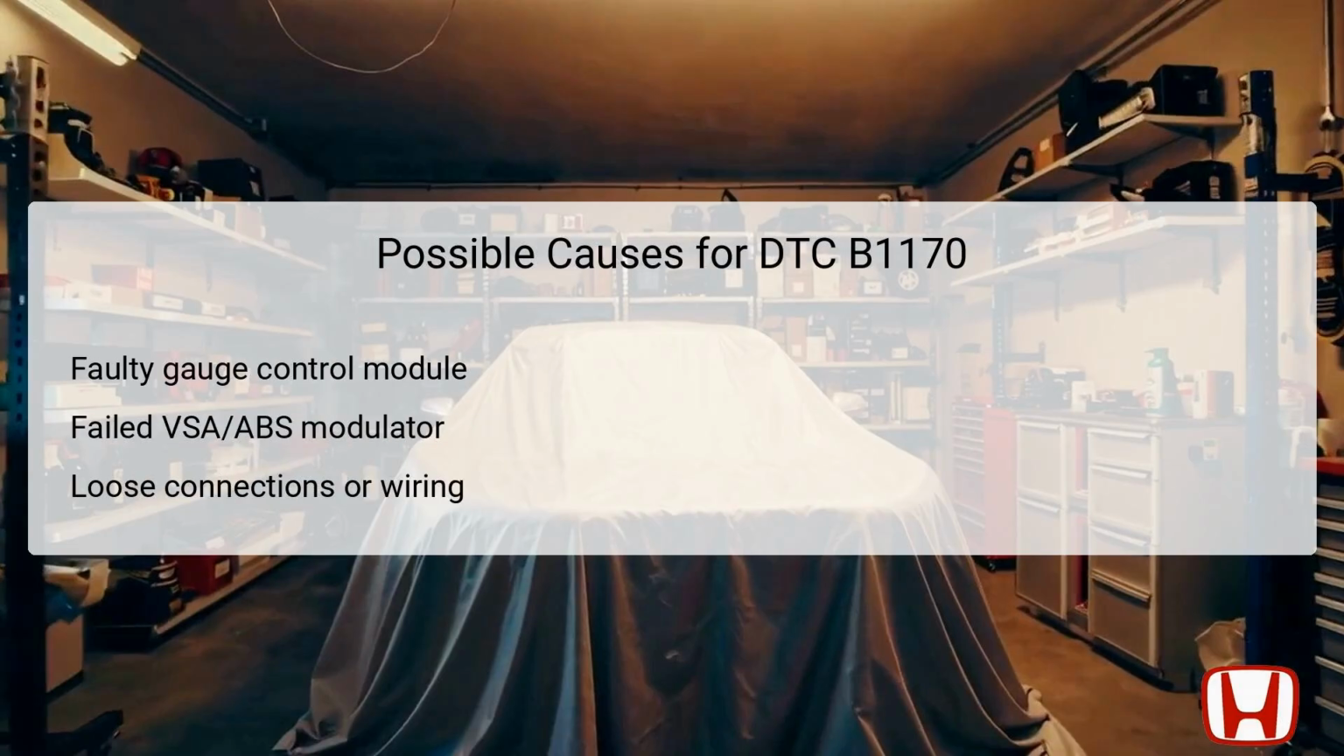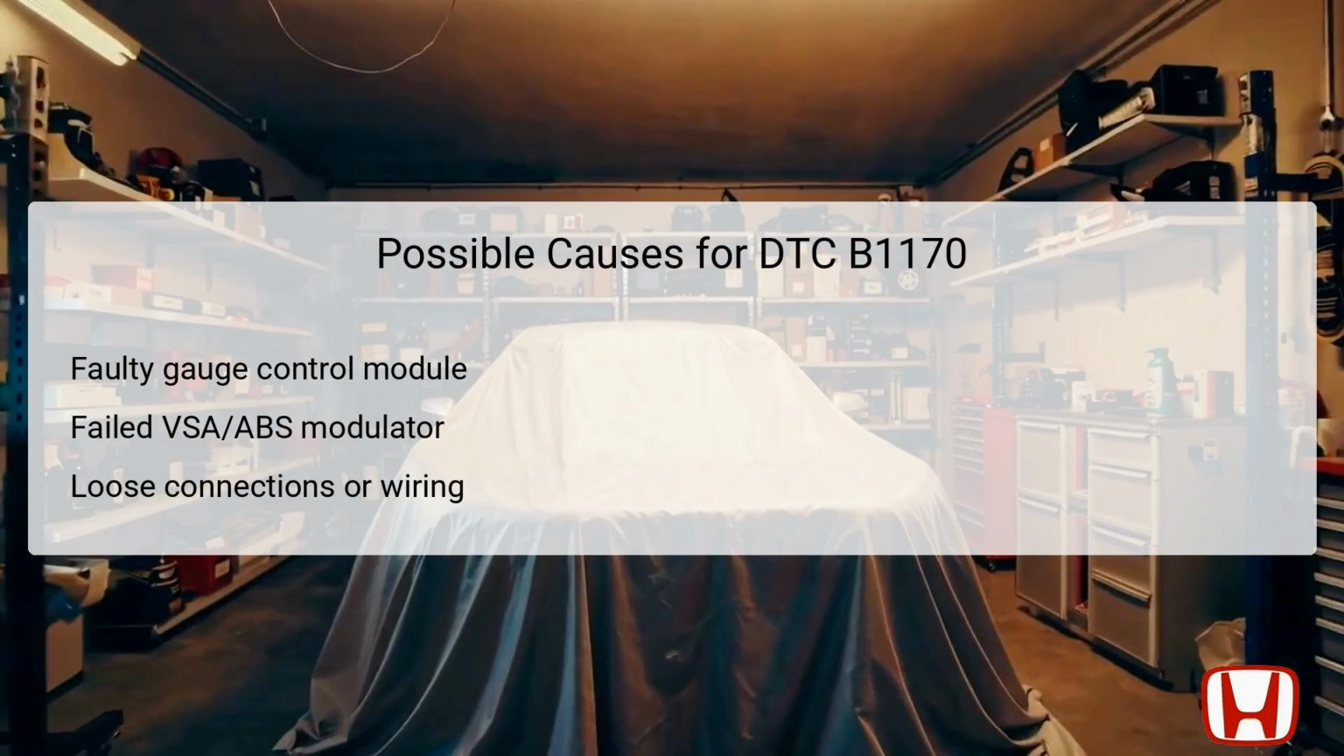There are several potential causes for the DTC B1170. A faulty gauge control module is a common issue that may prevent proper communication with the VSA ABS unit. This module could malfunction due to internal electronic failure or damage from moisture or heat. Another possible cause is a failed VSA or ABS modulator control unit, which may lose its ability to relay signals to the gauge control module.